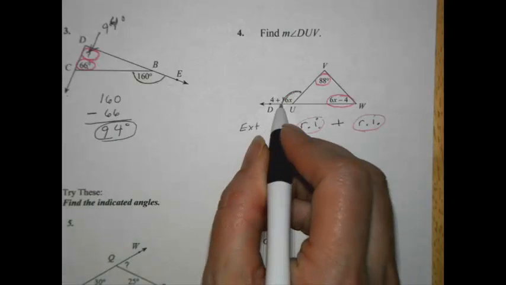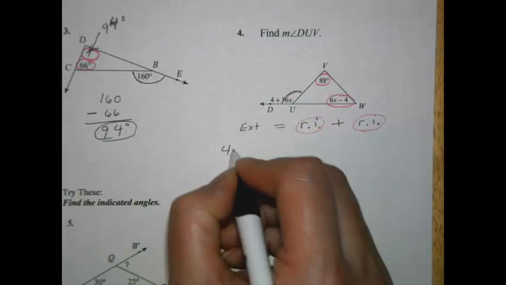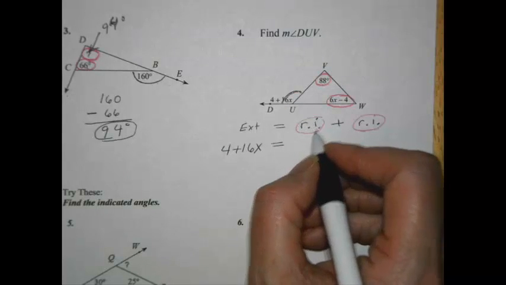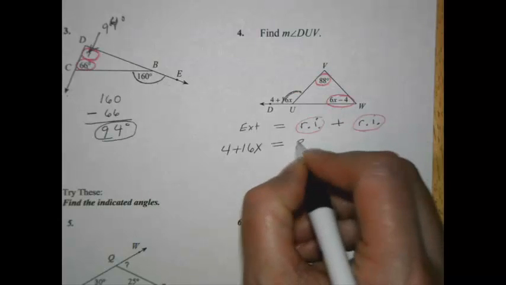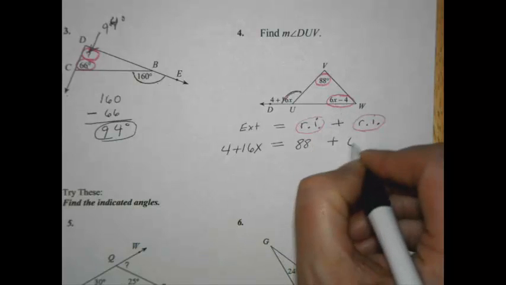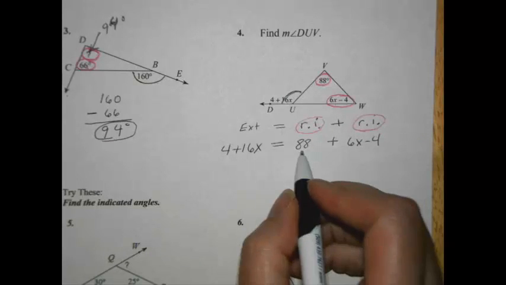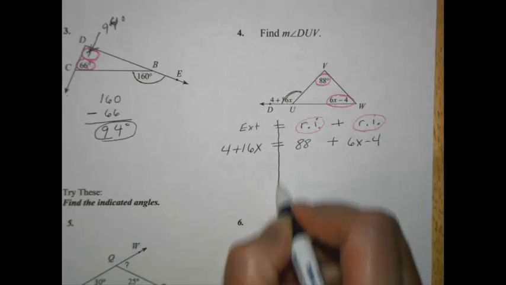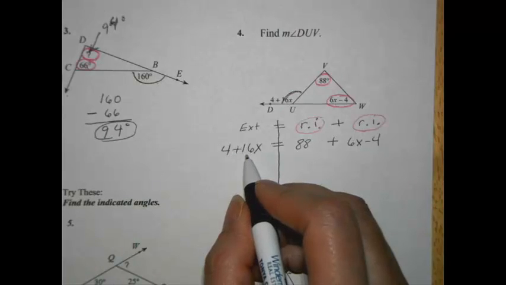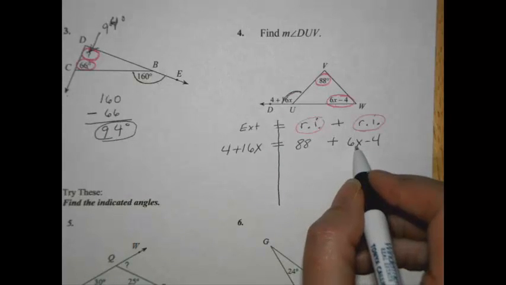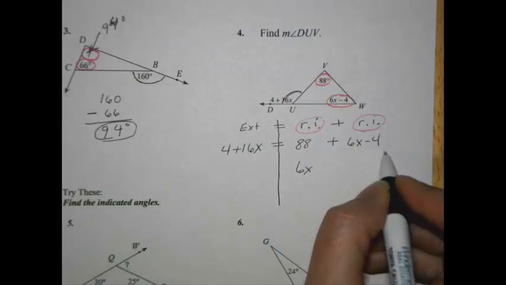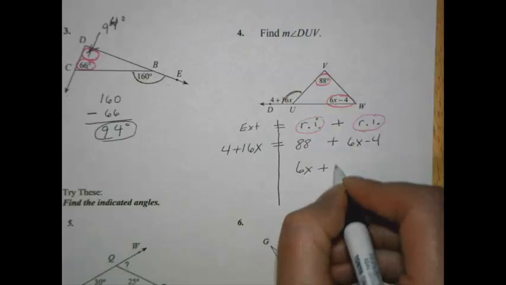So for the exterior angle, let's put in that 4 plus 16x. For remote interior, pick one of them. Just choose one. Let's take that 88 degrees. 88 degrees is one of them. Let's add to that. The other one is the 6x minus 4. So I'm just making those substitutions. And let's solve for x. All right, on this side, everything looks fine, nothing to combine. Over on this side, let's put that 6x in the front, and let's combine the 88 and that negative 4 to make that say just positive 84.